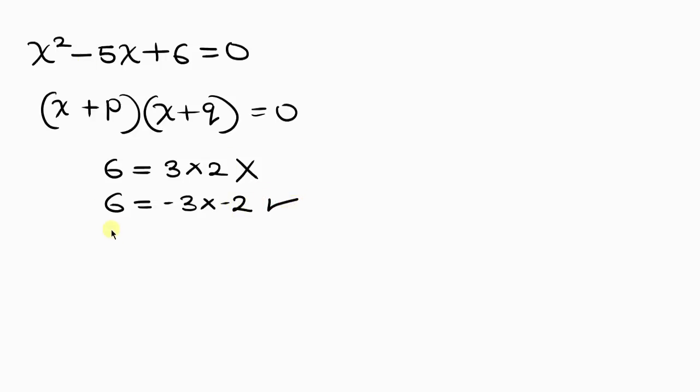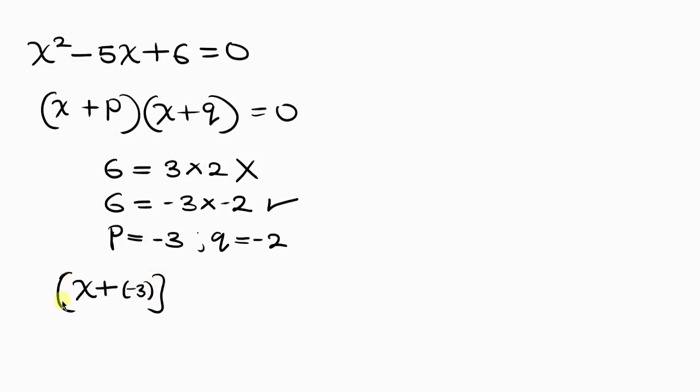So that means my P will be one of these factors, negative 3, and my Q will be the other factor, which is negative 2. Let's put them here. So this will be x plus P. P is negative 3, so let me put that.